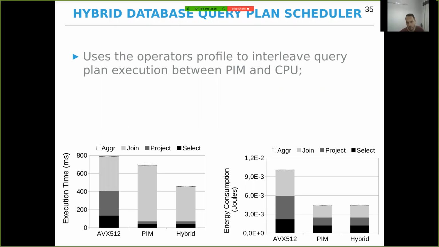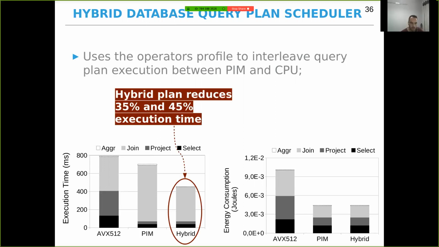And here we have these two graphics. They have a breakdown of the execution time and the energy consumption for three query plans. The first two plans are hardware specific, that only execute the operators in the CPU or in processing memory. And the third plan is a hybrid query plan that interleaves the execution of the operations between the CPU and the processing memory device. And we showed that the hybrid query plan can reduce execution time by around 35 to 45%.